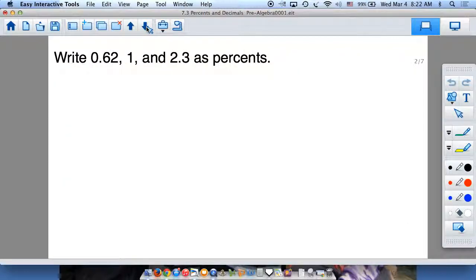Let's go to some examples. Why don't you stop the video now, after that first little lesson, and try to write these decimals and whole numbers as percentages. Reminder: move the decimal point 2 places to the right and add the percent sign. Go ahead and stop the video, try, and come back and check.